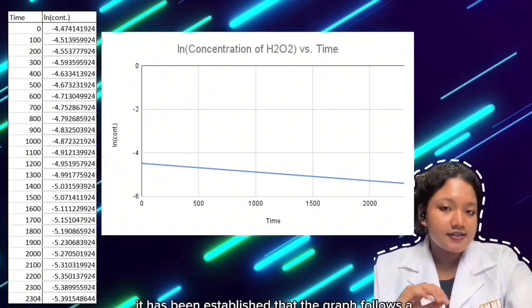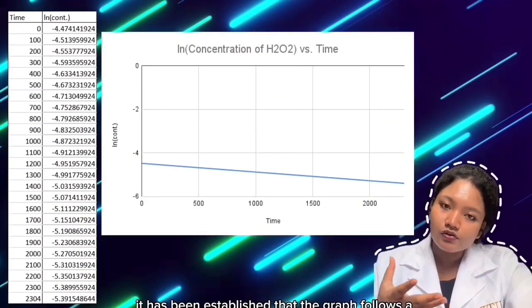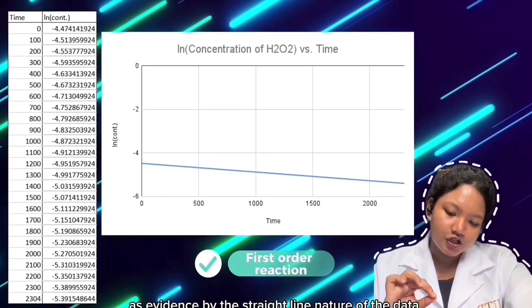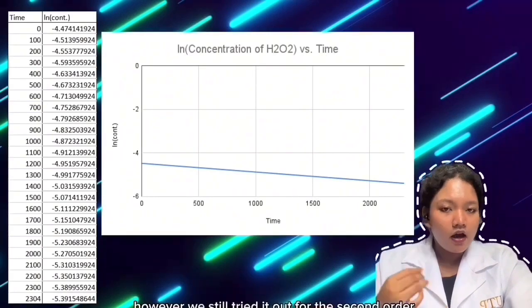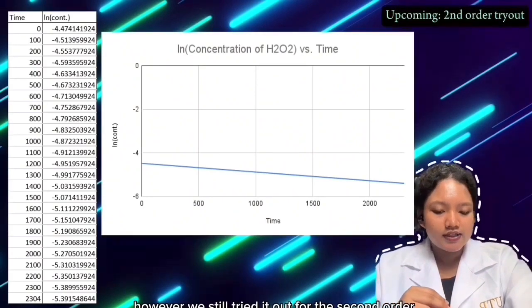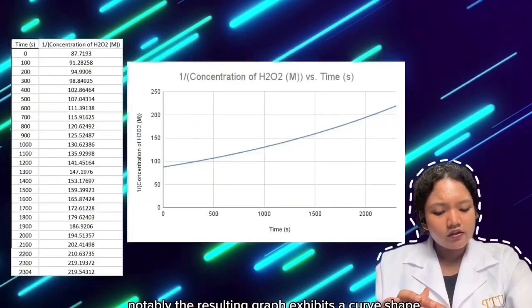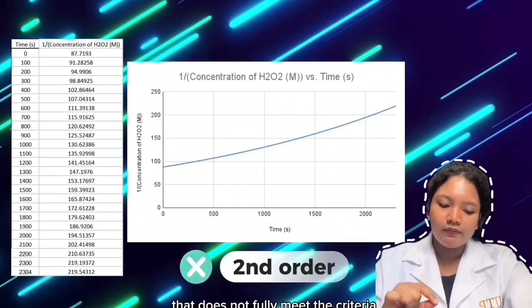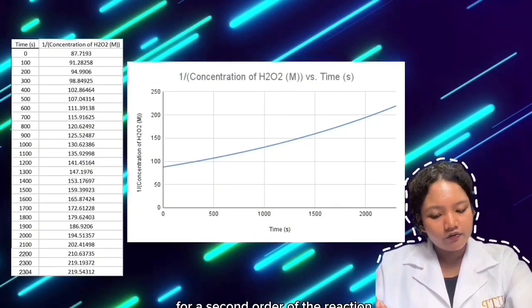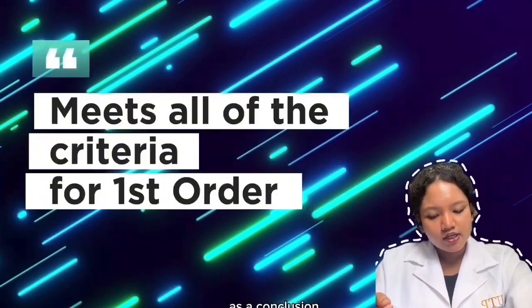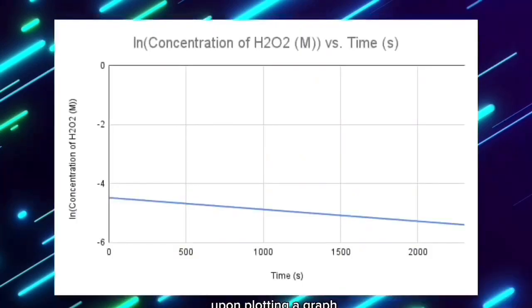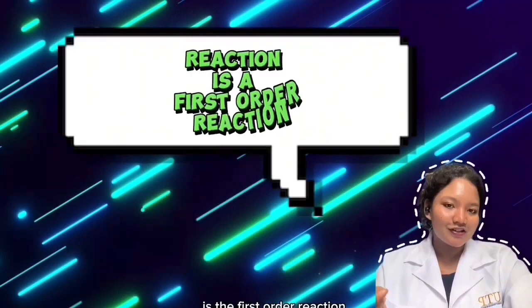Through analysis, it has been established that the graph follows a first order reaction, as evidenced by the straight line nature of the data. However, we still tried it out for the second order. Notably, the resulting graph exhibits a curved shape that does not fully meet the criteria for a second order reaction. As a conclusion, the first order reaction meets all of the requirements upon plotting a graph, and therefore this reaction is a first order reaction.